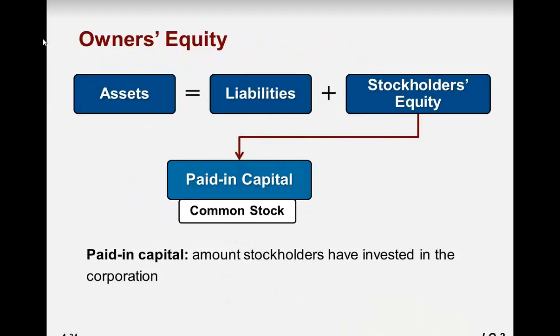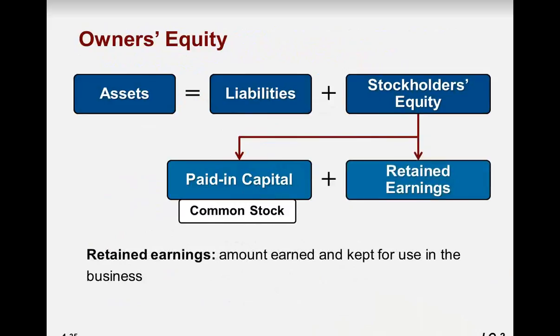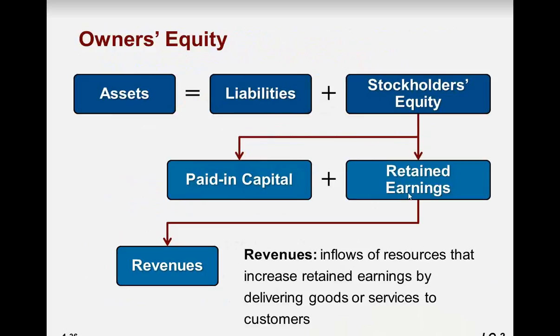When we begin to talk about the stockholders' equity section, we will have paid-in capital, which will be our common stock. And then we will have the retained earnings. So stockholders' equity is actually broken into two parts. Retained earnings is actually the revenues, the cash inflows of what we're in business to do, less the expenses, less any dividends that we've paid out over the entire life of the business.